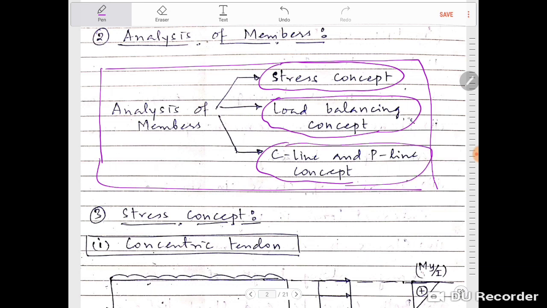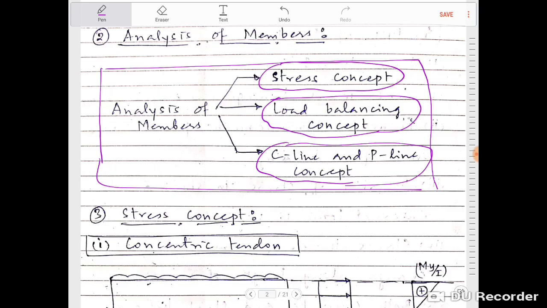So, cable line and pressure line concept. We have three basic concepts that will enable us to analyze a pre-stressed concrete beam or a girder, or let us say in general a member. Essentially when we say analysis, we mean that we are going to find out the stresses at various sections.